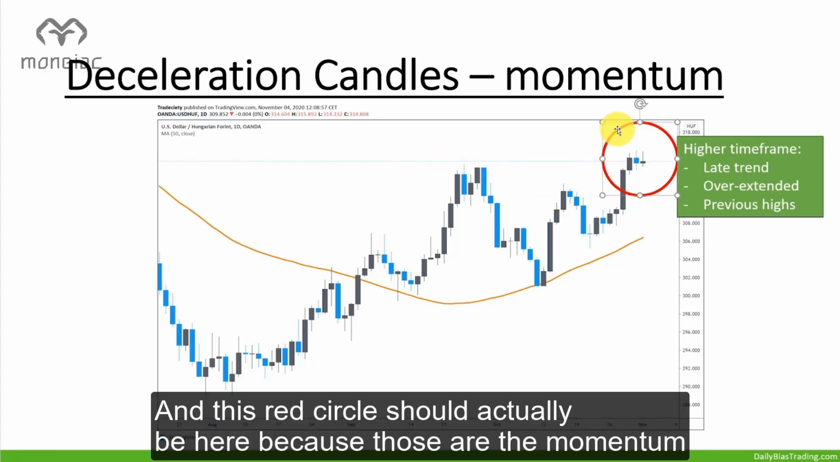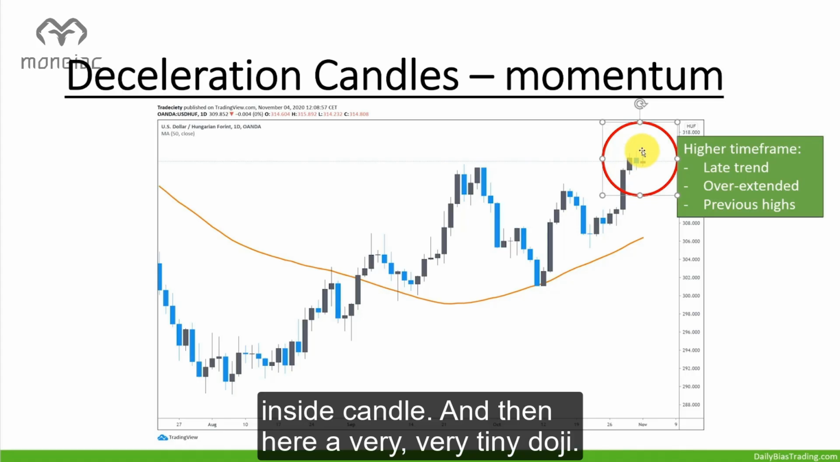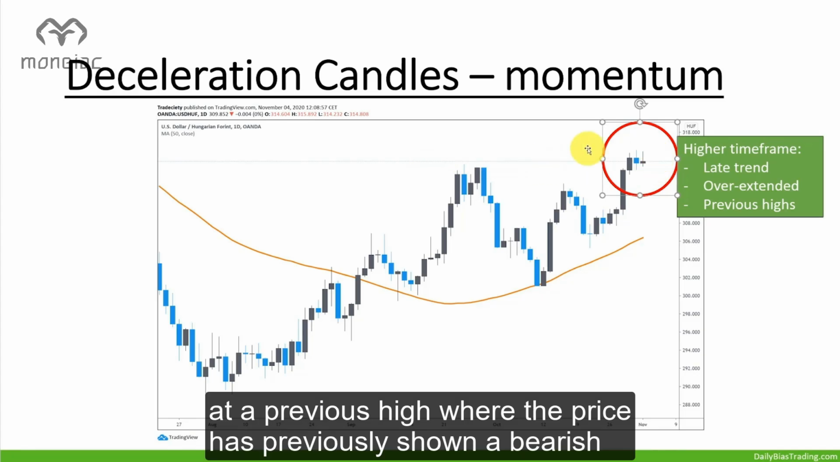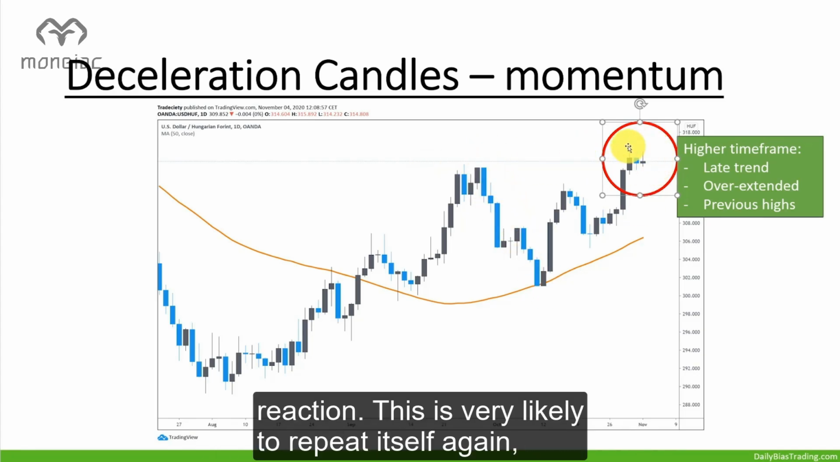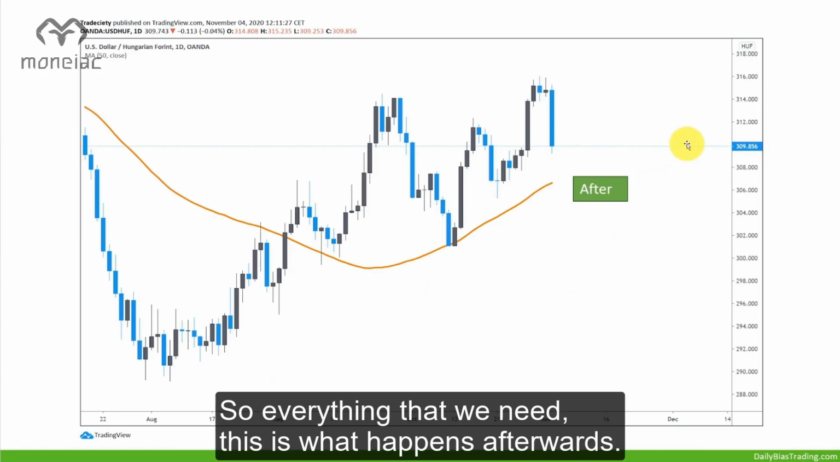And this red circle should actually be here because those are the momentum candles. You can see a very strong bullish candle, a less strong bullish candle, an inside candle, and then here a very, very tiny doji. This is deceleration at its best at the previous high where the price has previously shown a bearish reaction. This is very likely to repeat itself again, especially with those nice contacts far away from the moving average, so everything that we need. This is what happens afterwards.